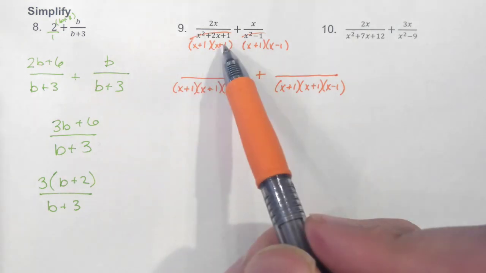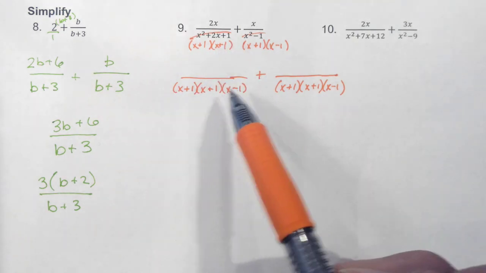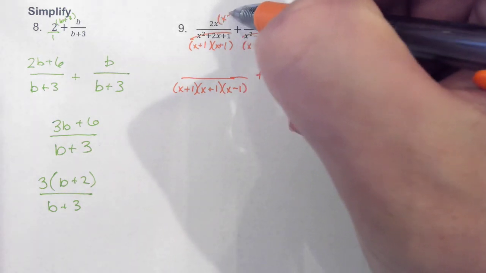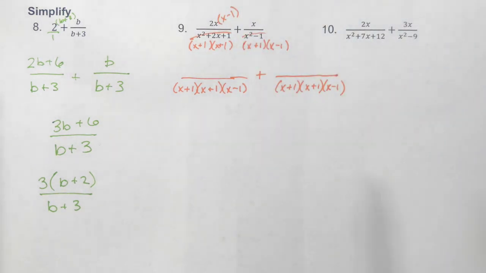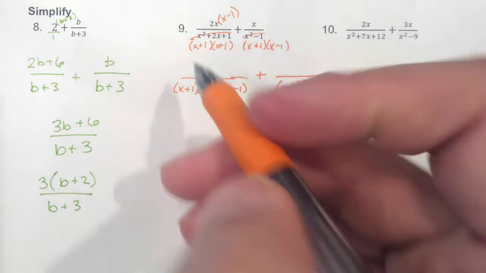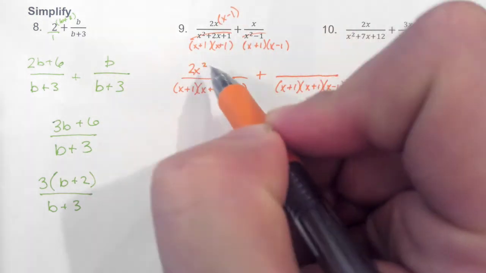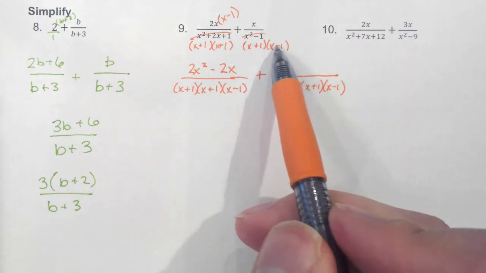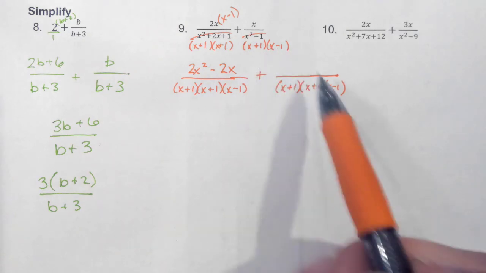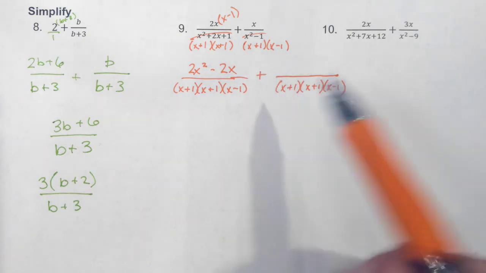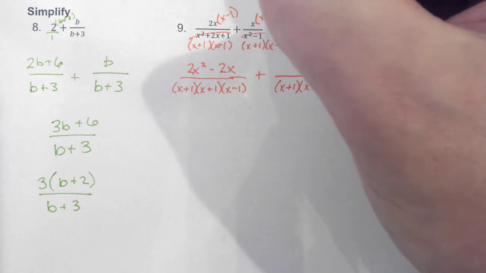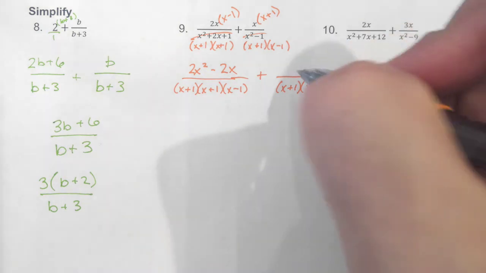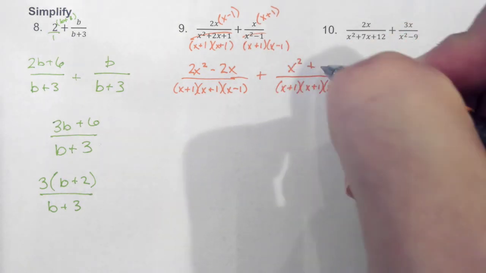Okay, so we look at our previous denominator, look at our new denominator. What is new? The x minus 1 is new, so the top needs to be multiplied by x minus 1. If we distribute that 2x through that parenthesis, we would be left with 2x squared minus 2x. If we look at our second fraction, it was x plus 1 times x minus 1. The new thing is an additional x plus 1, so we multiply the top of that fraction also by x plus 1. Distribute that x through, and you would have x squared plus x.